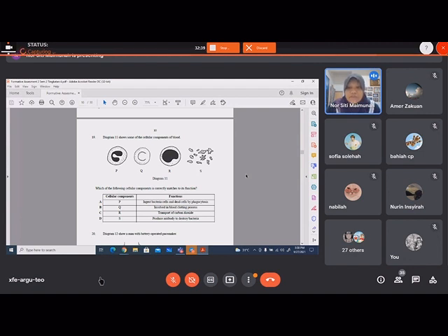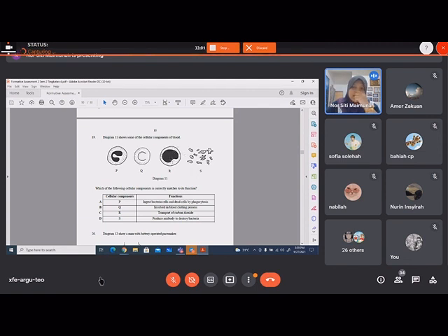Carbaminohemoglobin. Correct. So if the red blood cell transports carbon dioxide, it is in the form of carbaminohemoglobin. And another two ways, the carbonic acids and also the hydrogen carbonate ions, are transported by the plasma. What is cell R?